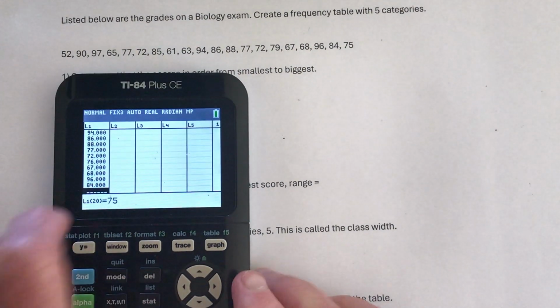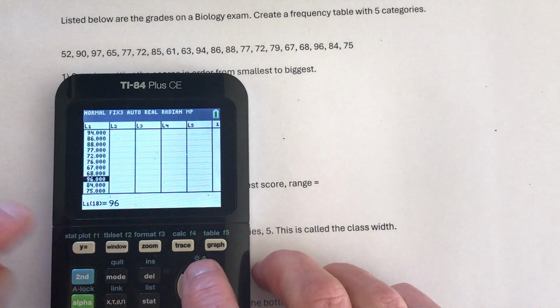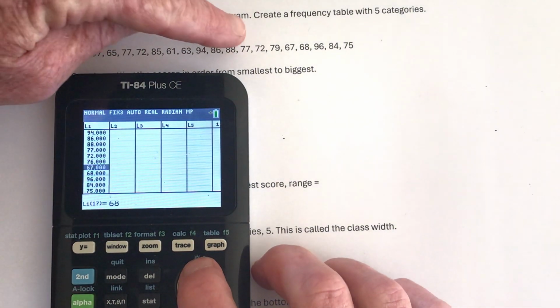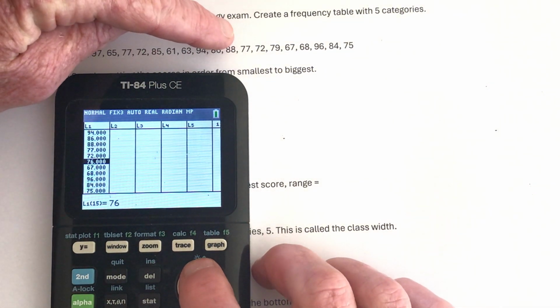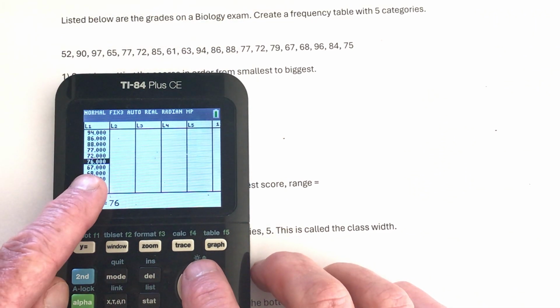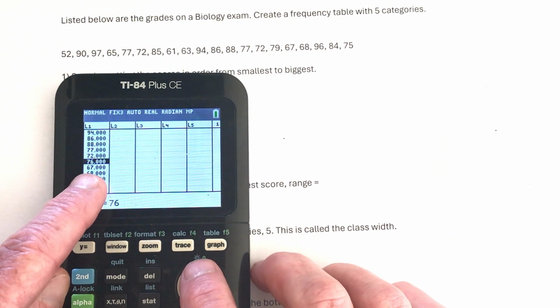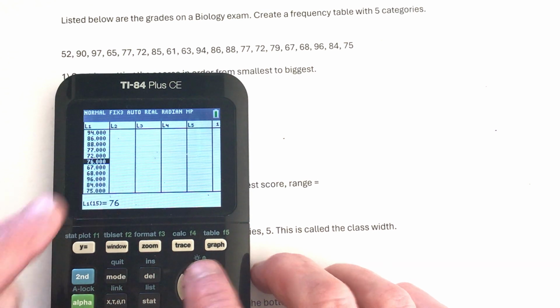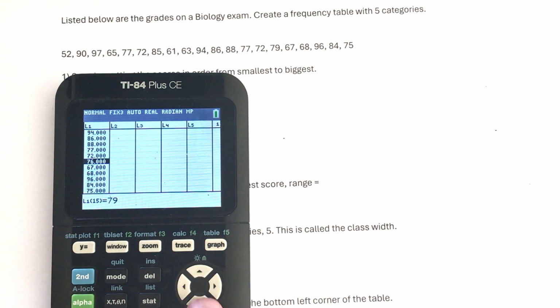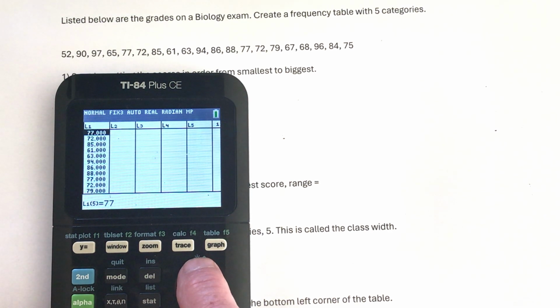Now, I would just go back through the list and double check that I typed everything in right. And there's a 67, a 79. Oops, that one's supposed to be a 79, not a 76. So you can just type over it and then go through the list and make sure that I have everything typed in right. I think now it looks good.